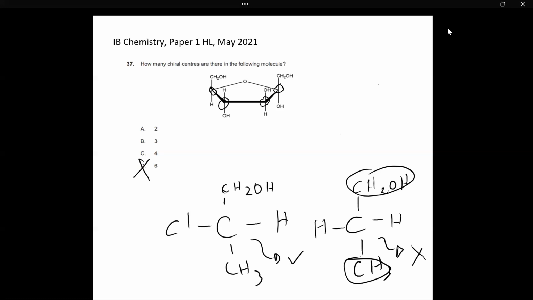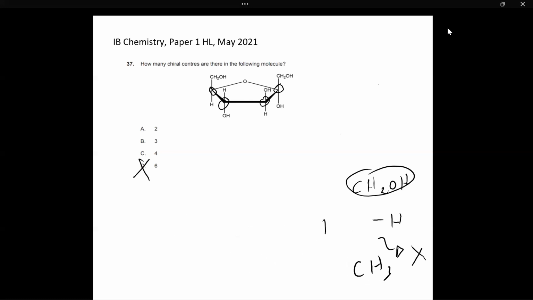Now let's see, do these 4 other carbons differ? Or do these 4 other carbons have 4 different groups attached to them? Well, let's check that out. Let me just erase this real quick so I can draw this out.